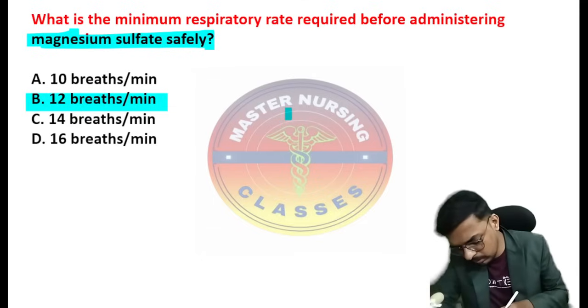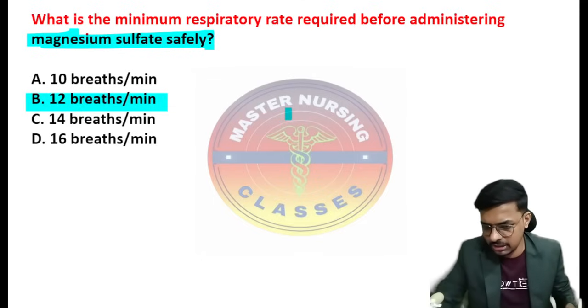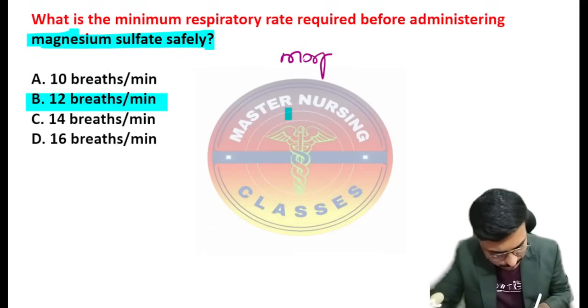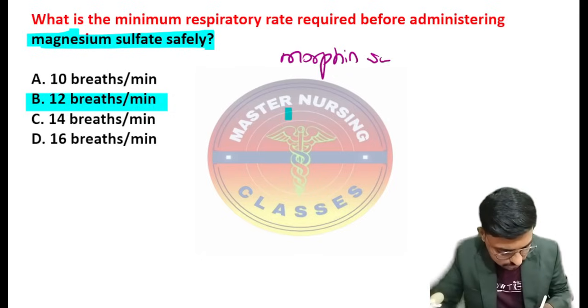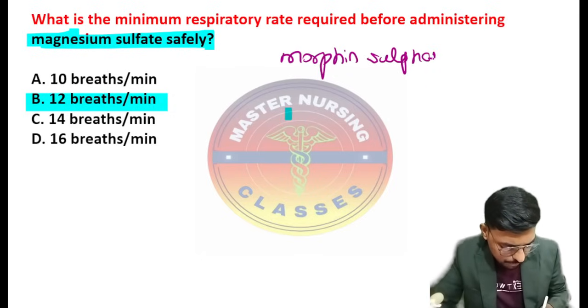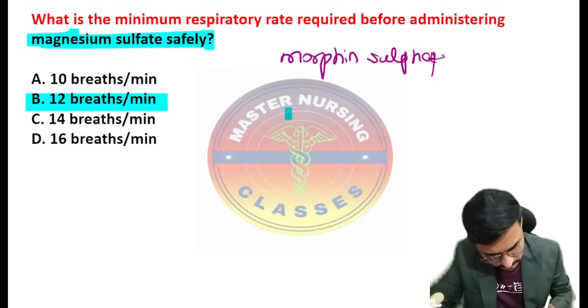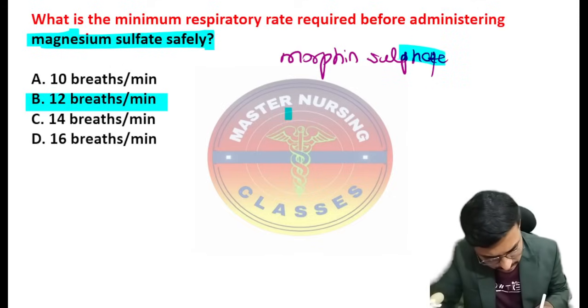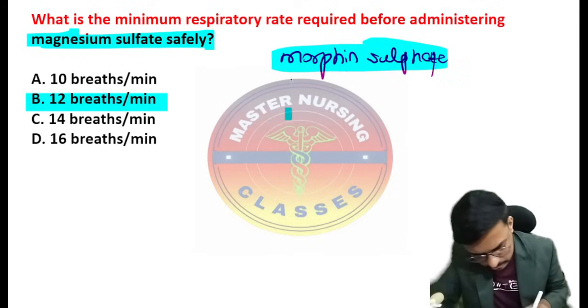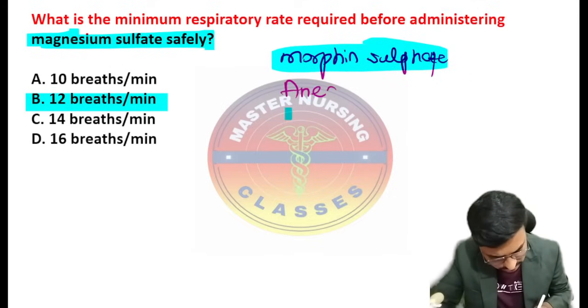What are the two very important drugs which cause respiratory depression? One, morphine sulfate. Do remember, as an opioid, morphine sulfate has the ability to cause sudden severe respiratory depression. Along with that, all the general anesthetic drugs.